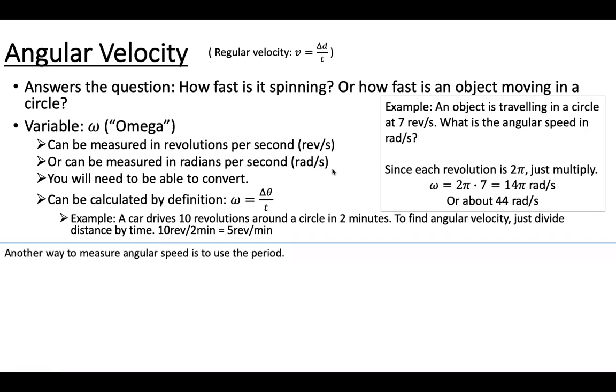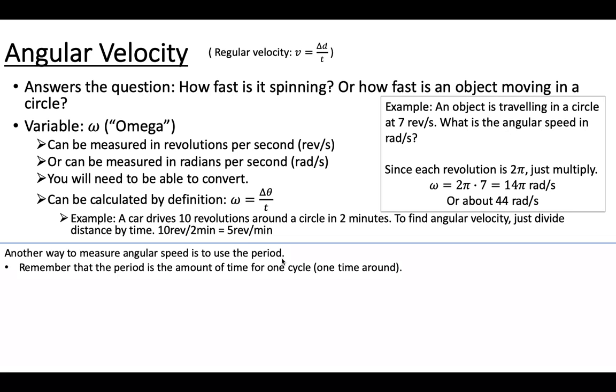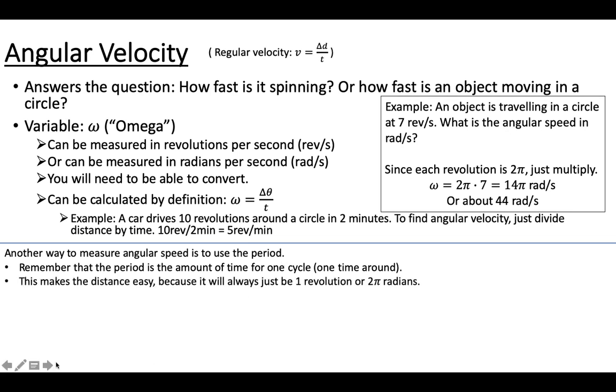Okay, we do have another way to measure angular speed, and that is to use the period. So if you don't remember what a period is, I'll remind you right now. We did this way back in waves, right? A period is the amount of time that it takes to go through one cycle or one full time around. So how long does it take you to go around the circle just one time? And we're basically using the same equation that we just did up here, omega equals delta theta divided by t.